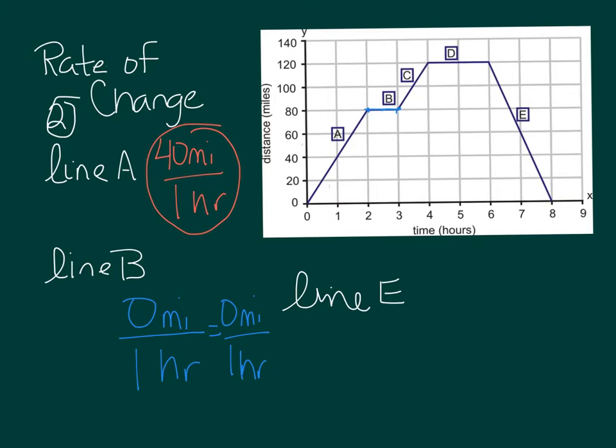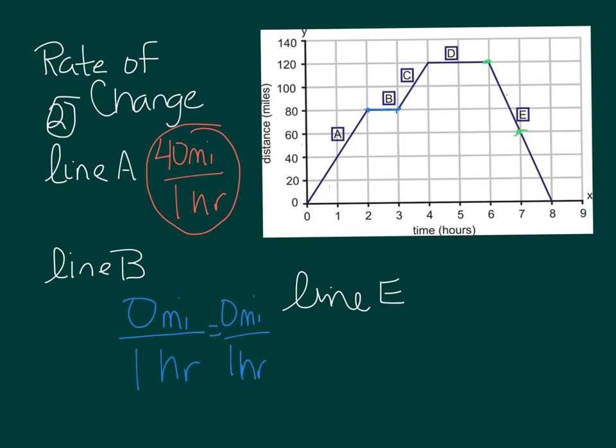Line E is going downhill, so line E is going to have a negative slope. Again, pick 2 points. You can't pick in the middle, so we're going to pick the first one because it's an exact place, and then I can pick right here. You can also pick at the end, it's just going to be a bigger number to reduce.